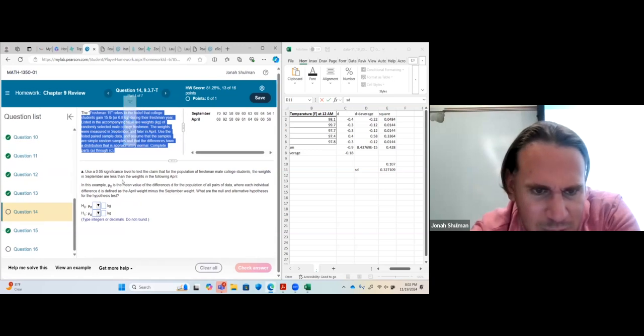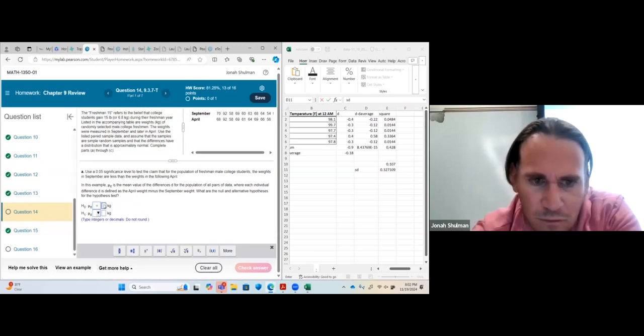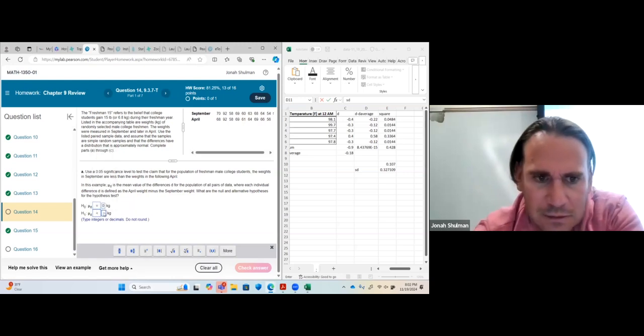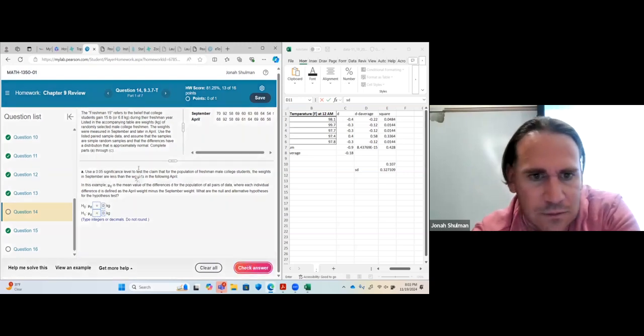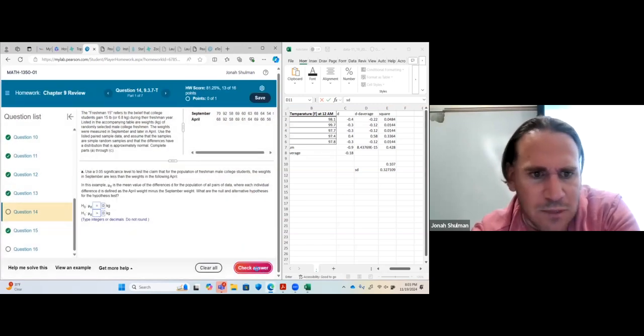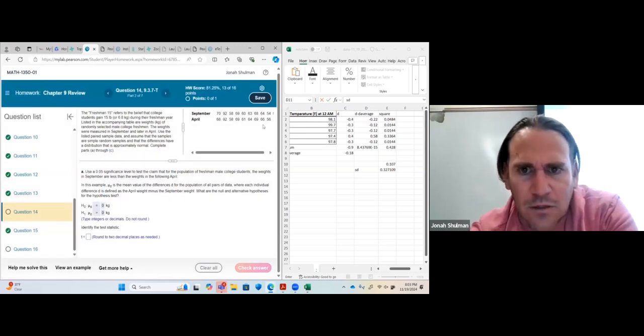So we're testing the claim that the weights are going to be less. So the first one's going to be equal to 0. Let's say they didn't gain any weight. The second one's going to be less than 0 because they did gain weight. Oh, sorry. I keep forgetting about the subtraction being bigger because this is more weight than before. Simple mistake.